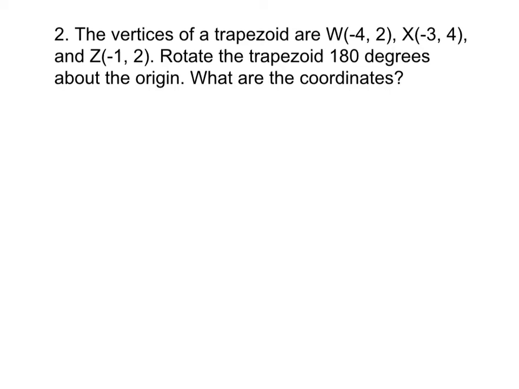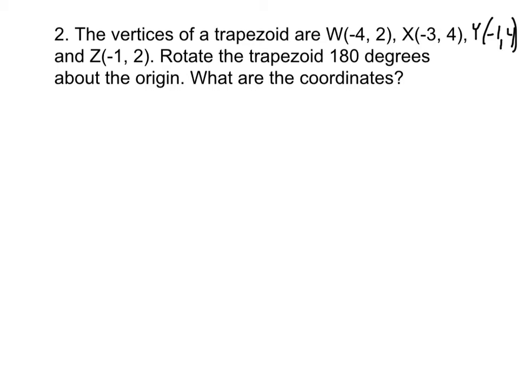Example number 2, you must write this down. You don't need to write the whole thing, just write the points down. The vertices of a trapezoid are W is negative 4, 2, X, which is negative 3, 4, and the Y, which I did not write on here, so I'm going to write it now. Y is going to be negative 1, 4, and Z is negative 1, 2. Rotate the trapezoid 180 degrees about the origin.